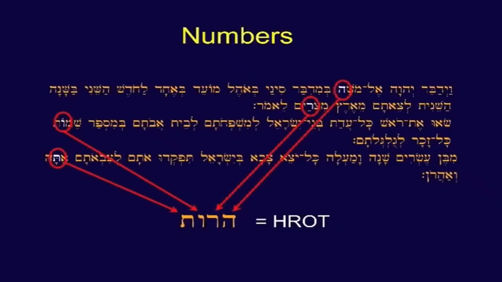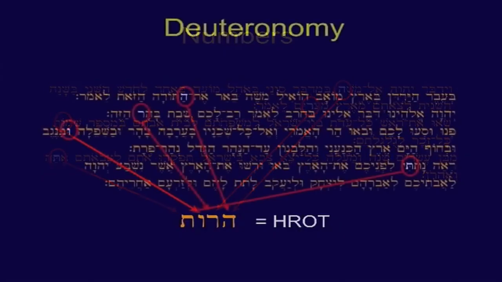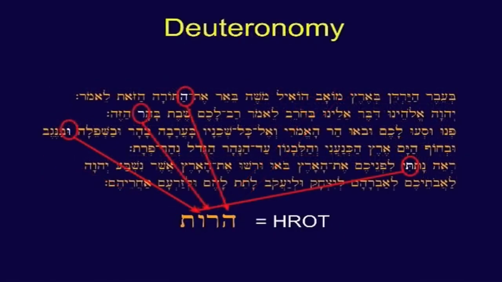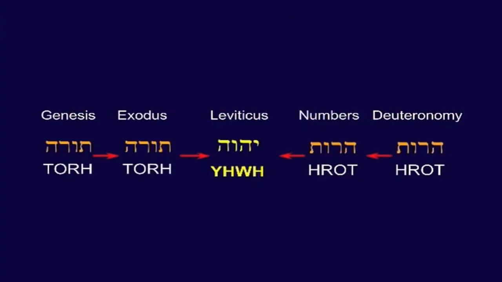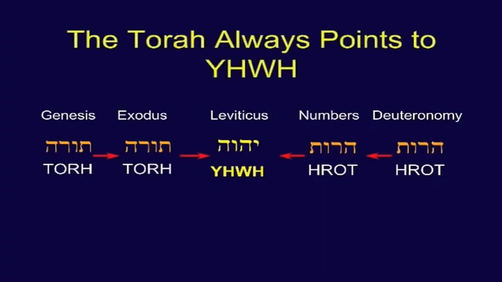You feel a sense of relief, probably. You go to Numbers, the same thing happens, but with a switch. It is spelled backwards. You go to Deuteronomy, the same equivalent thing happens backwards. And well, you take another look at Leviticus, and you don't use 49, use 7. You discover at intervals of 7, you have the name of God, the Yod He Vav He. Now you stand back from this whole thing. In Exodus and Genesis, it goes forward. In Numbers and Deuteronomy, it goes backwards. And the suggestion the Kabbalists will tell you is that the Torah always points to Yod He Vav He.